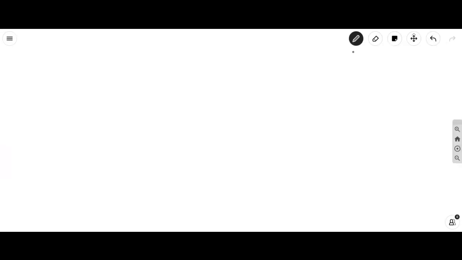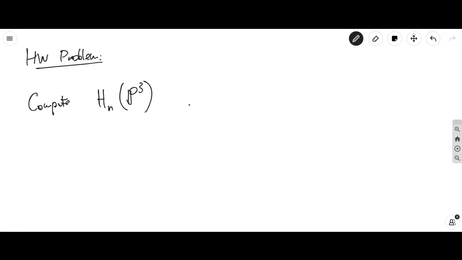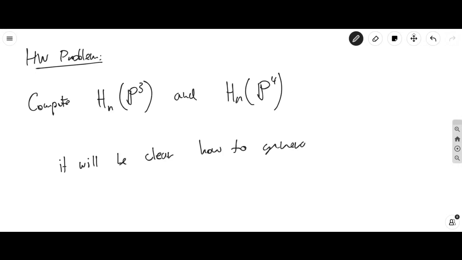Now, for those of you who are interested, there's going to be a homework problem where you're going to compute the homology groups of projective 3 space, and the homology groups of projective 4 space. And then from here, it will be clear how to generalize to Hn of projective M space.